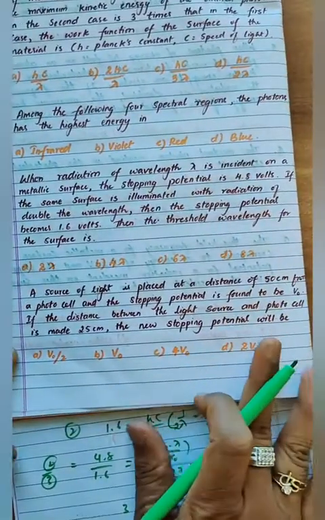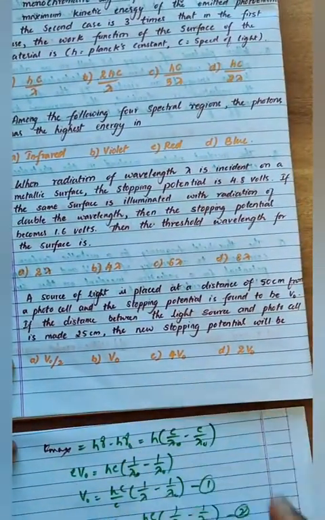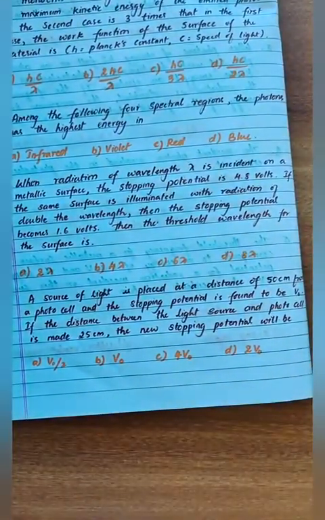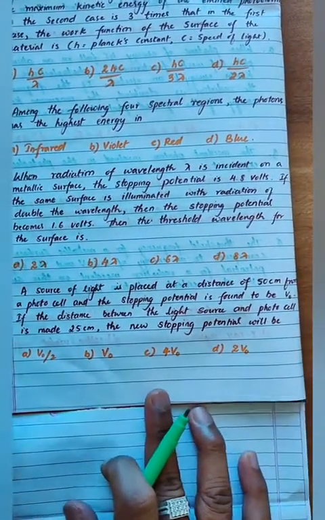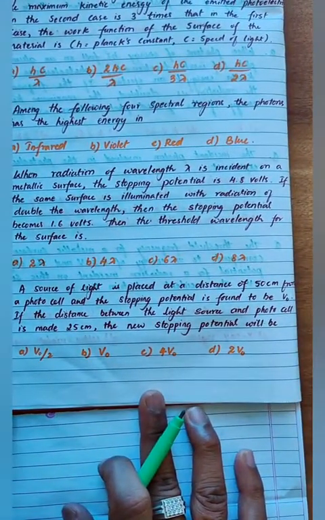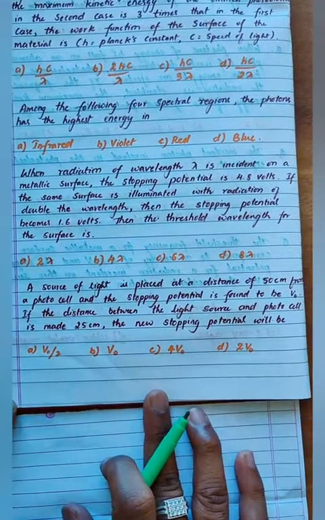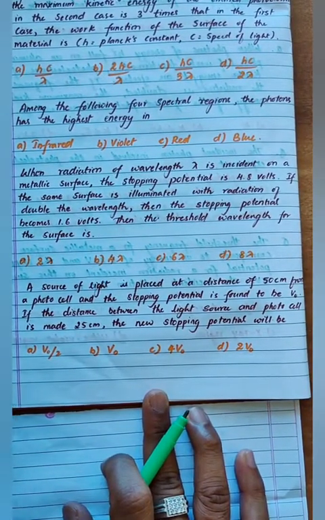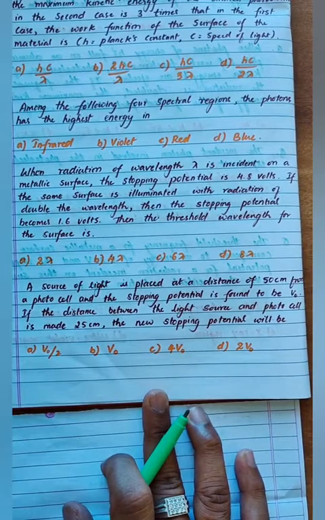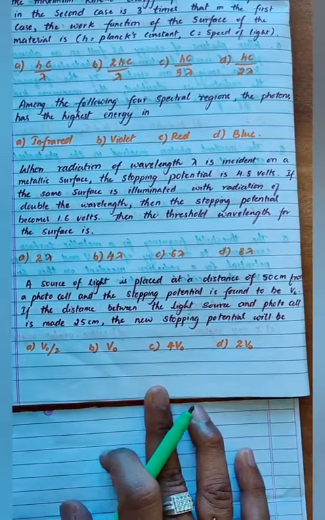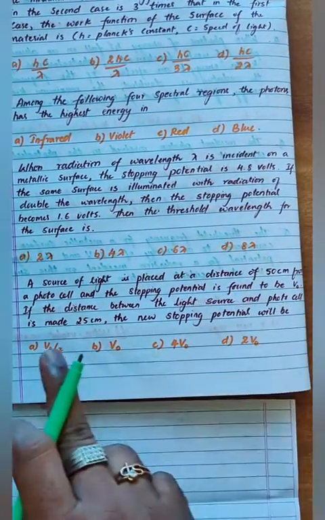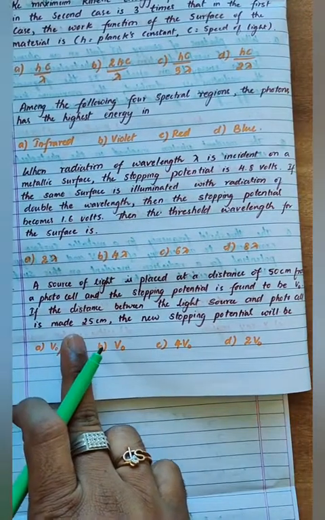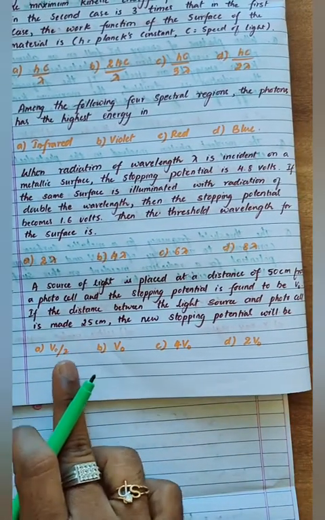Look at the problem, read it clearly. The source of light is placed at a distance of 50 centimeter from a photocell and the stopping potential is found to be V0. If the distance between the light source and the photocell is made 25 centimeter, it means earlier it was 50 and now it is reduced by half, 25, the new stopping potential will be.